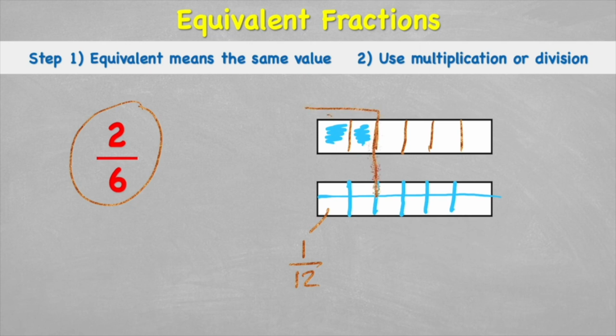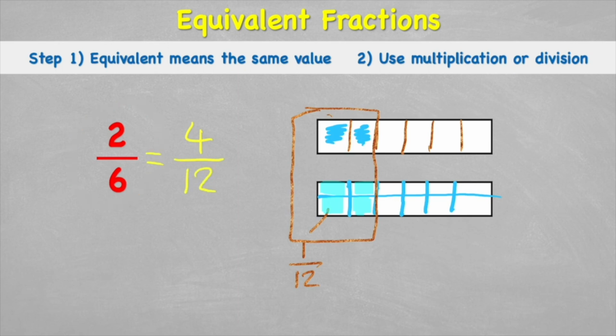So I'm going to draw this little box here so we know how much I need. Well, I'm going to need 1, 2, 3, 4. So therefore 4/12 is equivalent to 2/6. And let's check that by checking our multiplication is correct. So how did we get from 6 to 12? We multiplied by 2. And how do I get from 2 to 4? I multiplied by 2. So because we multiplied the numerator by 2 and the denominator by 2, we know it has to be equivalent. Awesome job again.